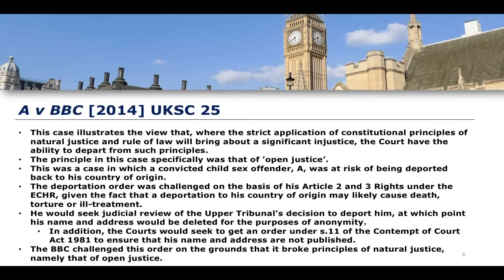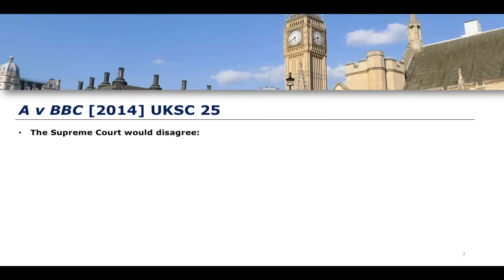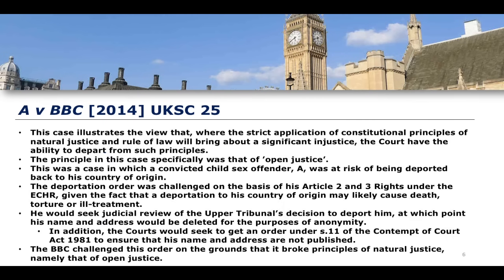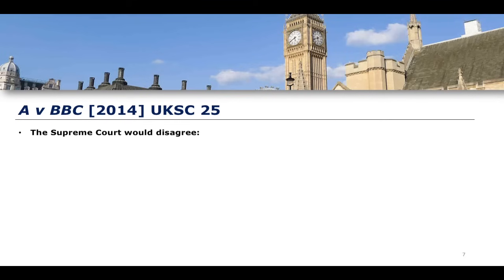And so we see here a clash of principles. On the one hand, you have the basic principle of open justice, which would have led to his name and address being published, or at least his name. But then you have the challenge of that on the basis of his right to life and his freedom from, should I say, torture and ill treatment. The Supreme Court sided with the order, at least for the assurance that there would not be the publication of his name. They held that there would be the assurance of the anonymity of A.